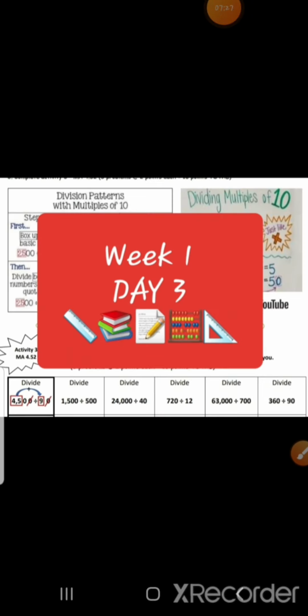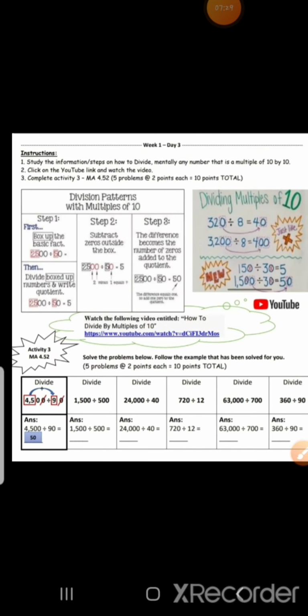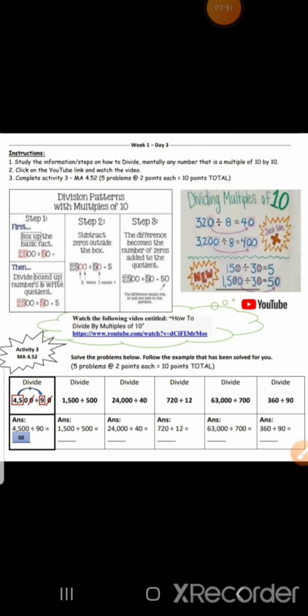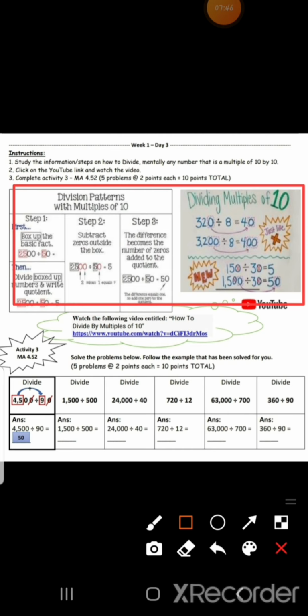Let's take a look at day 3 now. For day 3, we are going to be doing division of numbers that are multiples of 10. Okay, again, in this package, we go ahead and read the information, study the steps, and then click on this link here, watch the video, so that we can apply the steps and complete activity 3.